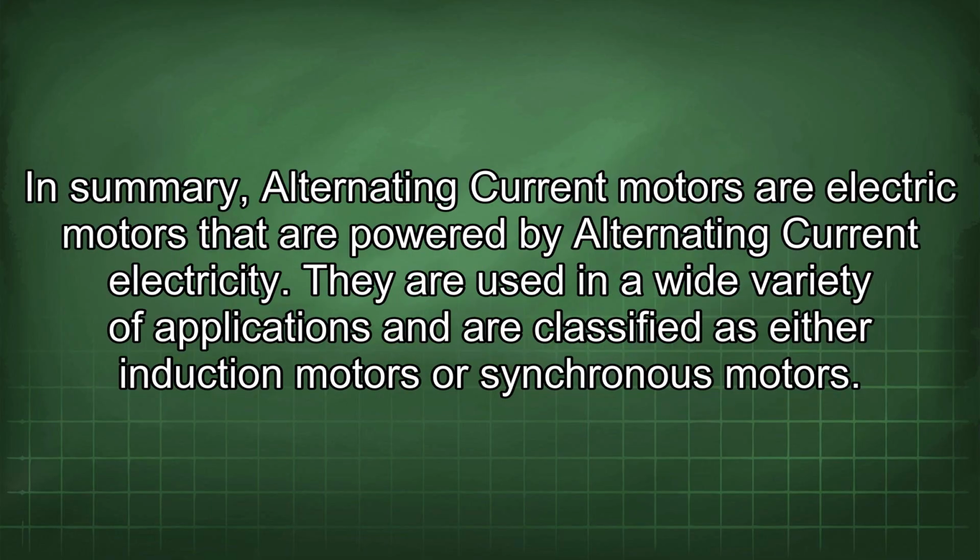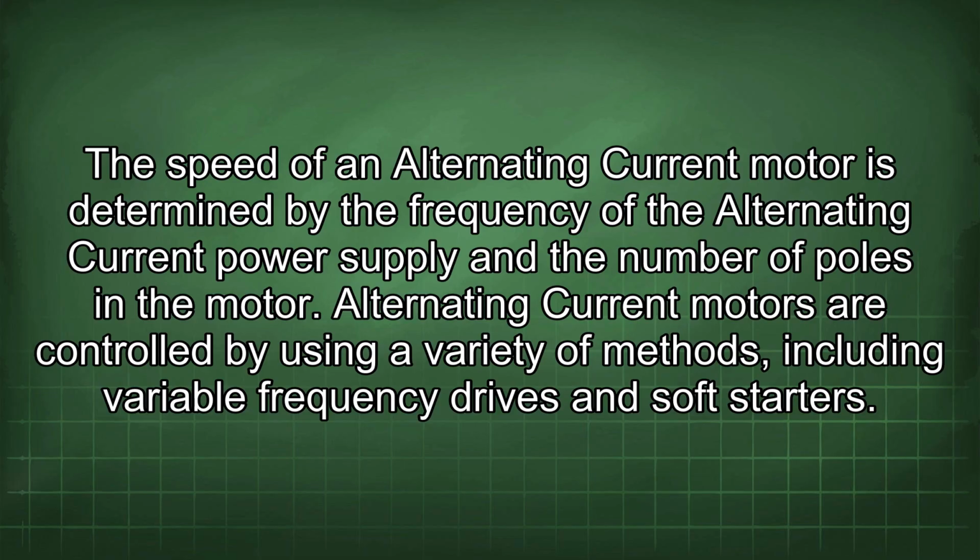In summary, alternating current motors are electric motors that are powered by alternating current electricity. They are used in a wide variety of applications and are classified as either induction motors or synchronous motors. The speed of an alternating current motor is determined by the frequency of the alternating current power supply and the number of poles in the motor. Alternating current motors are controlled by using a variety of methods, including variable frequency drives and soft starters.